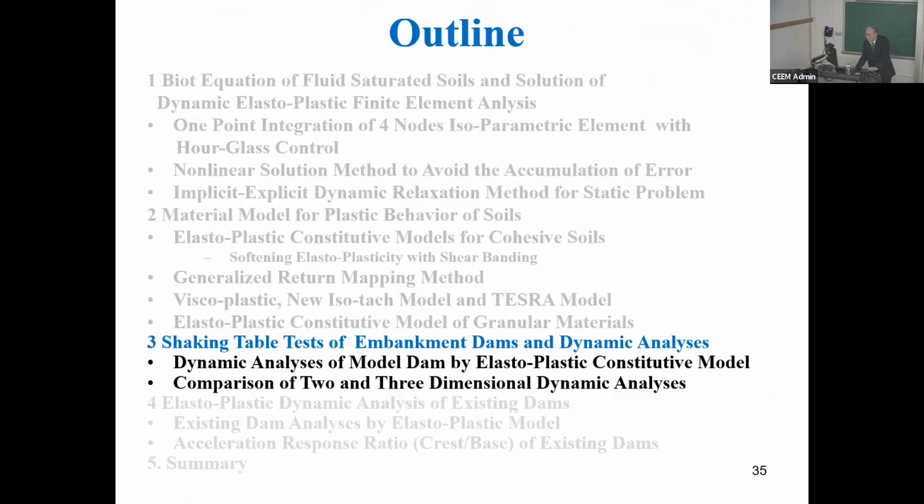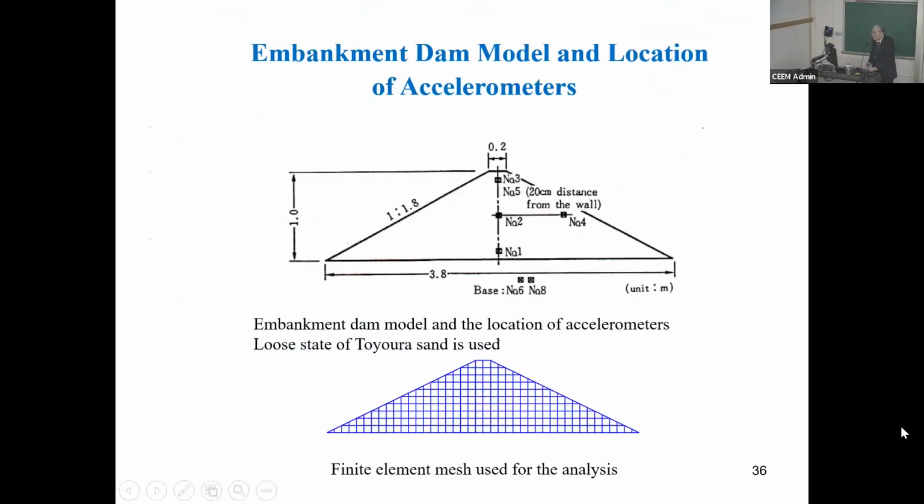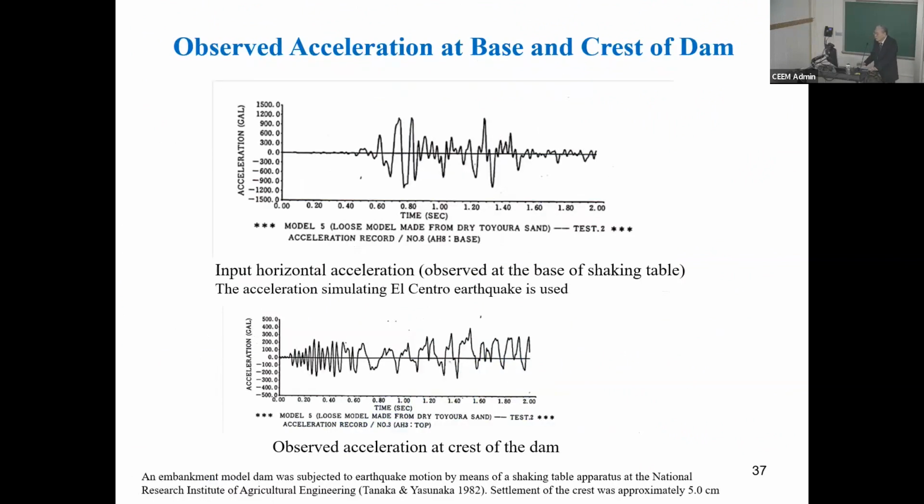So that part, shaking table test and embankment dam and dynamic analysis. This shows embankment model and the location of acceleration. We are using Toyoura sand, very loose, and this shows the finite element image. These are observed acceleration at the base, shaking table, and the crest of the dam.